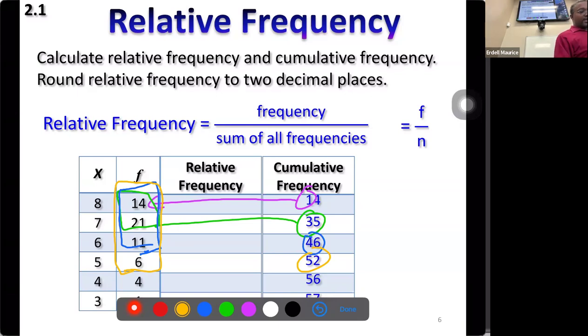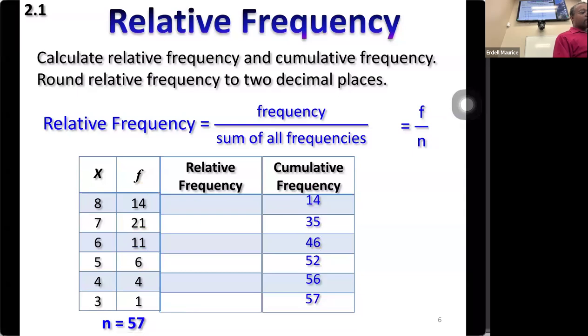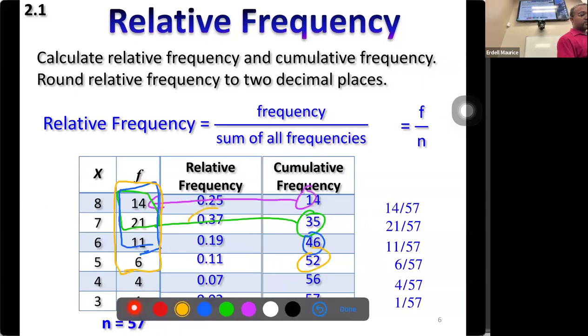All right, so onto your relative frequency. Your relative frequency says take the frequency and divide it by the total. So in this first one, 14 divided by 57, which rounded to 2 decimal places is 0.25. And then 21 divided by 57, 0.37, and so forth and so on. And that gives me my relative frequencies.